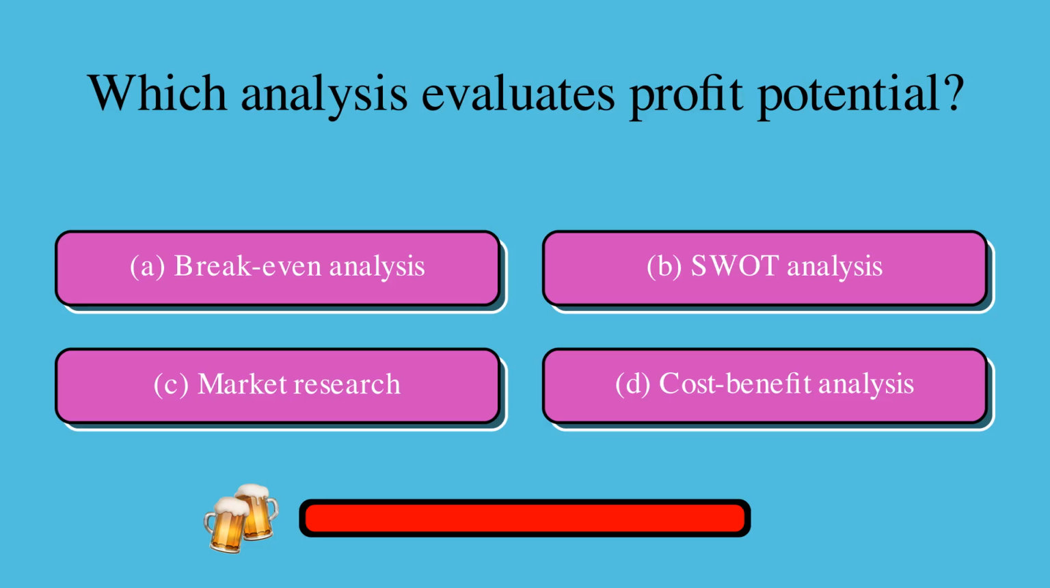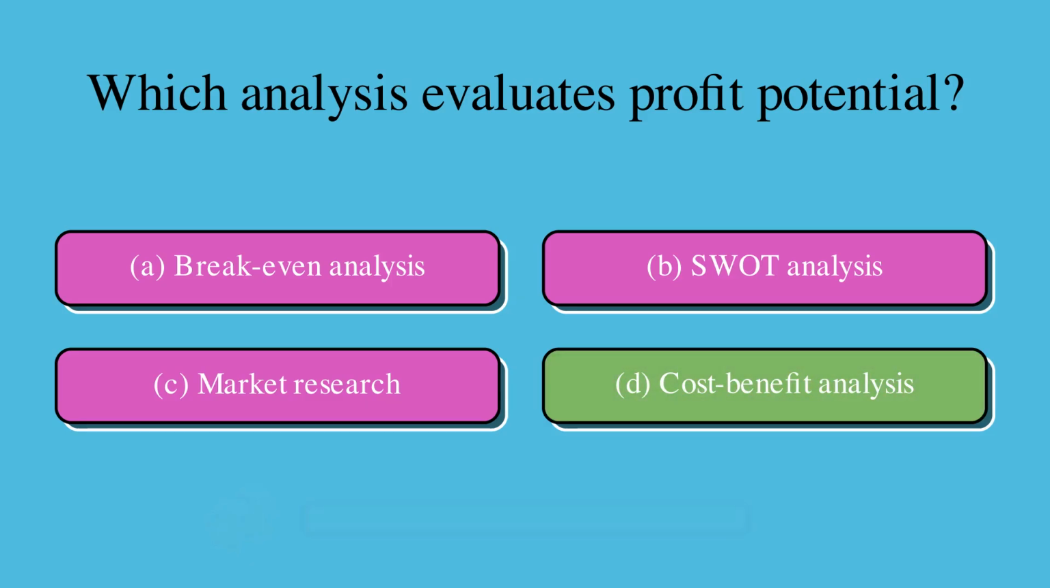Which analysis evaluates profit potential? Is it A, break-even analysis, B, SWOT analysis, C, market research, or D, cost-benefit analysis? The correct answer is D, cost-benefit analysis.